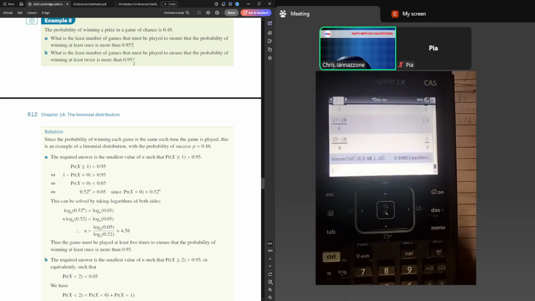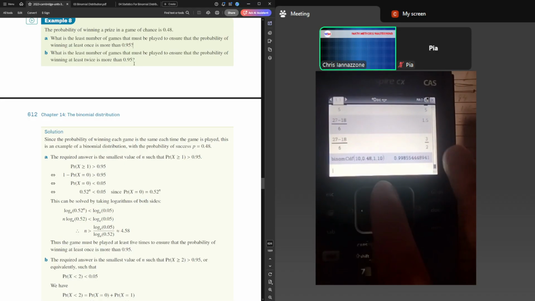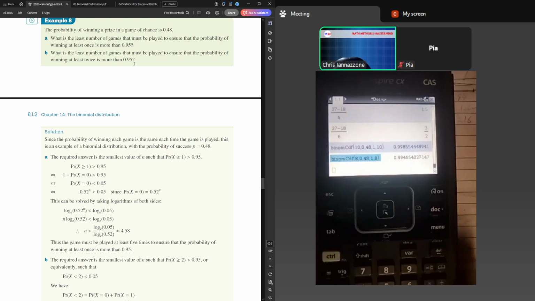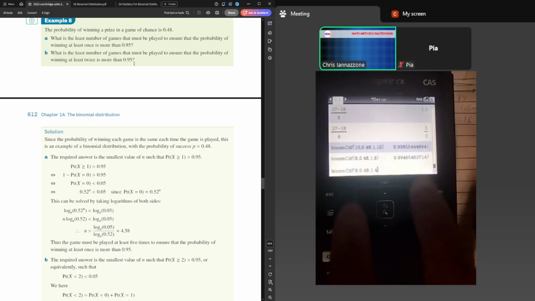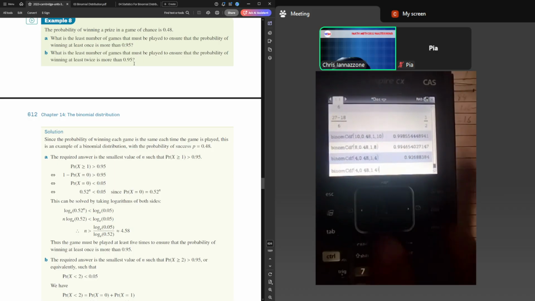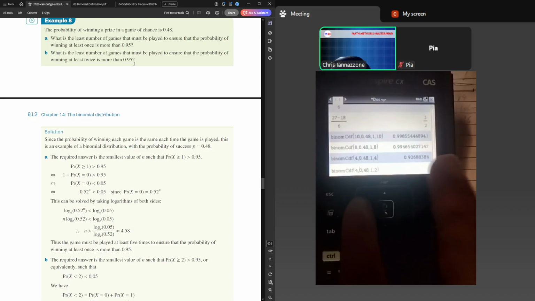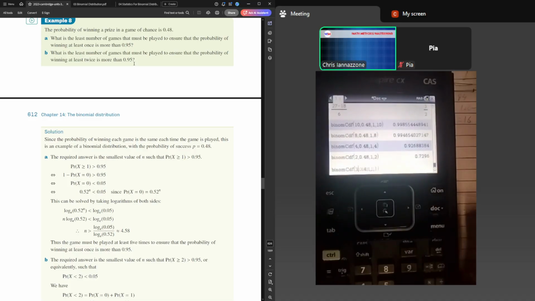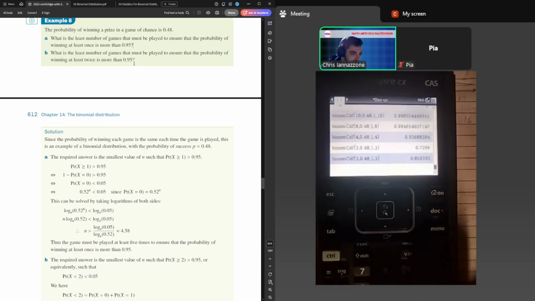What probability do I get? Well, that's way too high, so we've got to roll it back a bit. Let's try n equals 8. What do we get? Wow, geez, it's still really quite high. N equals 4. Still too high. N equals 2. 0.7. N equals 3. 0.85.